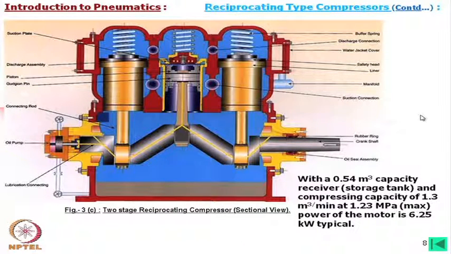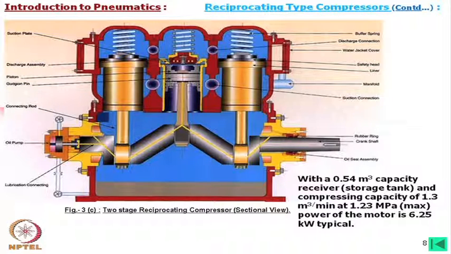And if you look into the capacity, with a 0.54 meter cube capacity reservoir storage tank, you can understand this 0.54 meter cube. So 1 meter cube is equal to how much? 1000 liters. And here 0.54 means half of that, 500 liters around, 540 liters around the volume. And compressing capacity of 1.3 meter cube per minute.